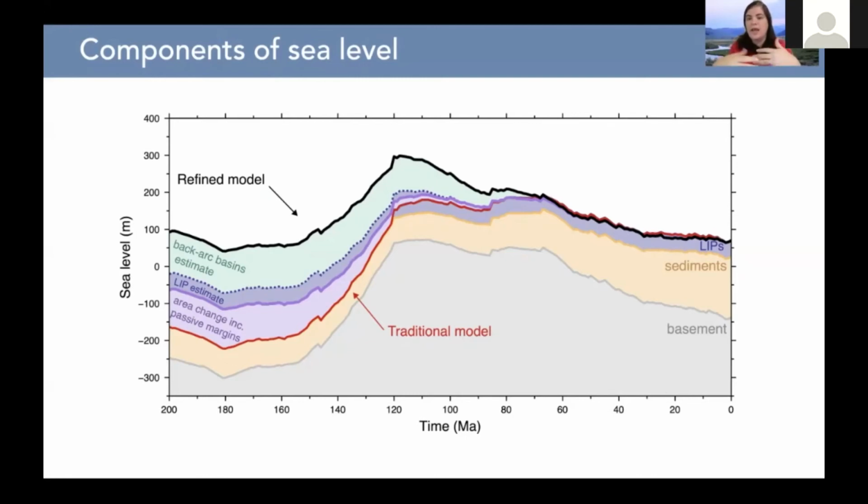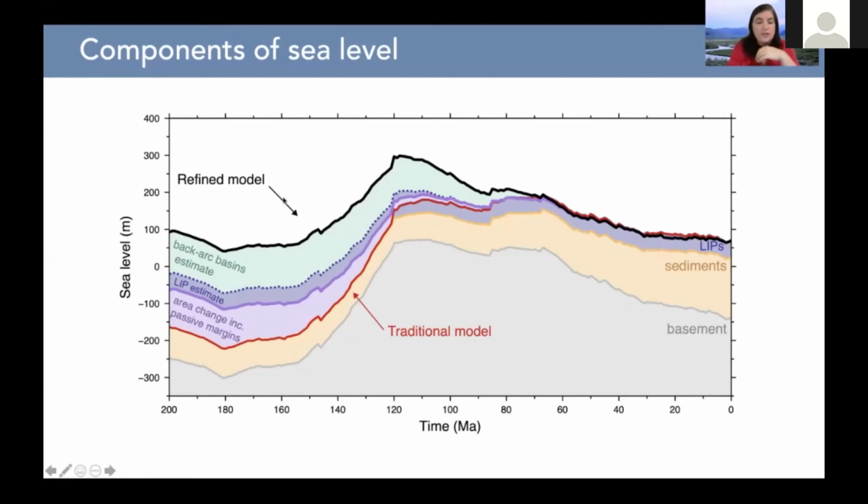So this is looking at depth to basement. It's looking at our improved sediment thickness and also our improved LIP workflow as well. And so what we can see here, in this red line, this traditional model, is a really quite significant drop off in sea level in pre-Cretaceous times.